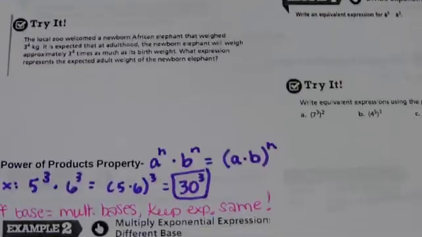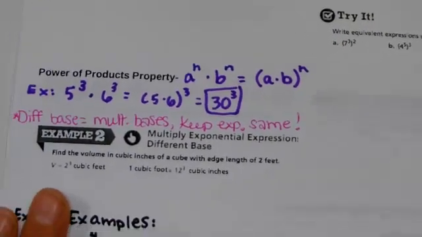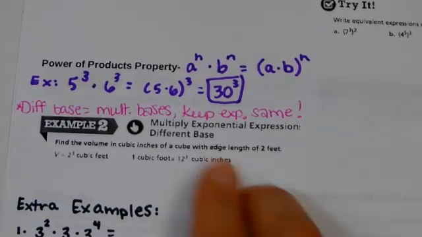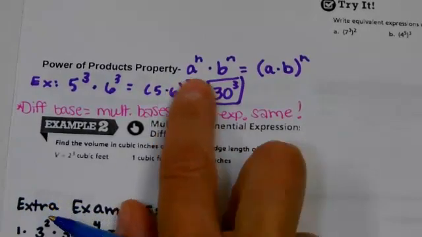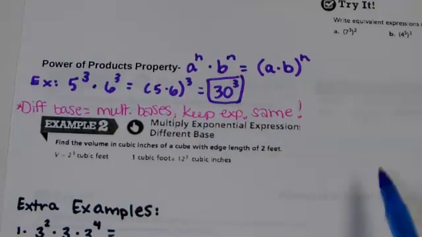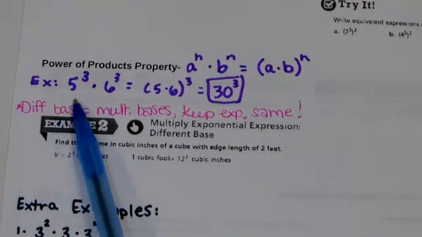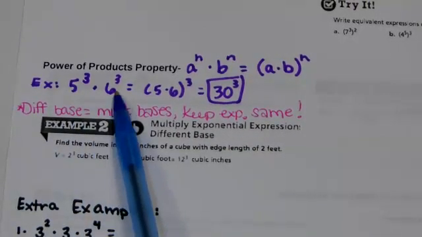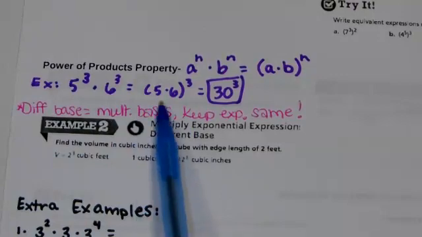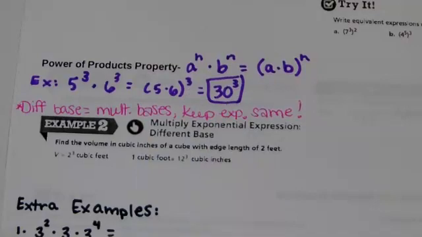The next property in our lesson, let's see if I can get this underneath here, is called the power of products property. Power of products is what we do when our bases are different. Let's say you have a base of A and a base of B, but your exponent is the same this time. What we are going to do is multiply our bases and keep the exponent the same. For example, if you have 5 to the third times 6 to the third, notice the bases are different and the exponents are the same. What you do is multiply those bases, 5 times 6, and keep your exponent the same, giving you 30 to the third power.